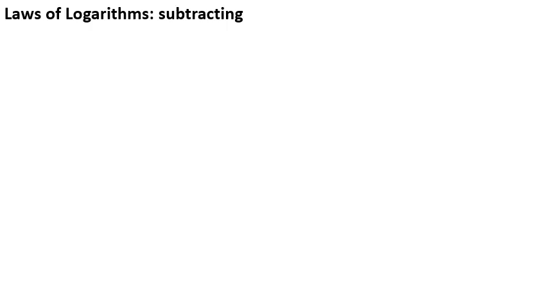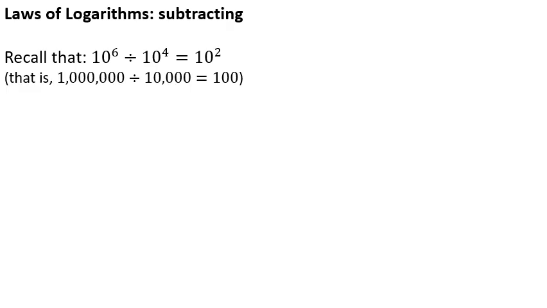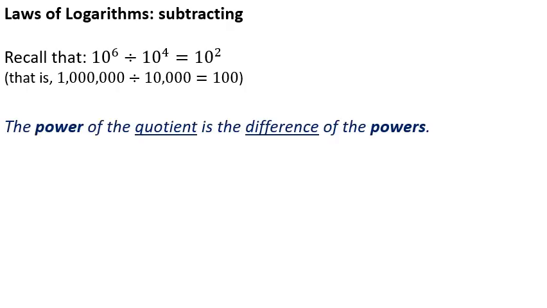The next log law is subtracting. We're looking at what happens when you take things away. Now, just like before, we start by looking at division. The log law that determines what happens when you subtract logs comes from dividing terms. If you do 1,000,000 divided by 10,000, you get 100. And when we calculate that, looking at the powers, we're essentially doing 6 take away 4. That's where the 2 comes from. We could say here the power of the quotient is the difference of the powers.